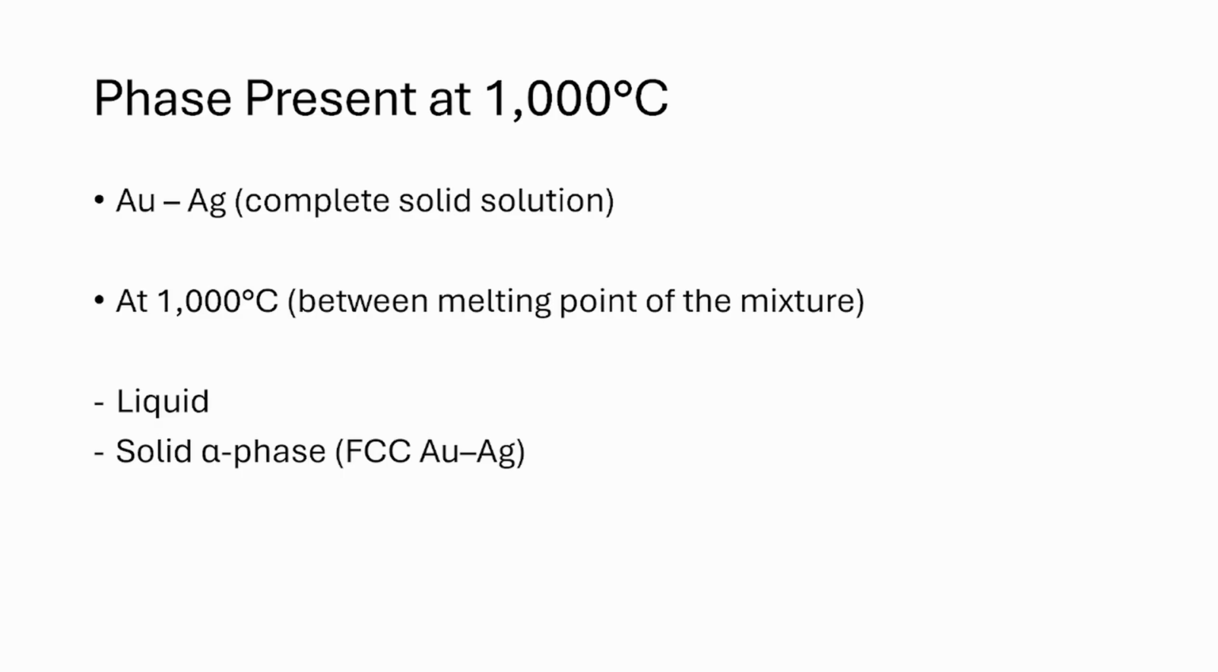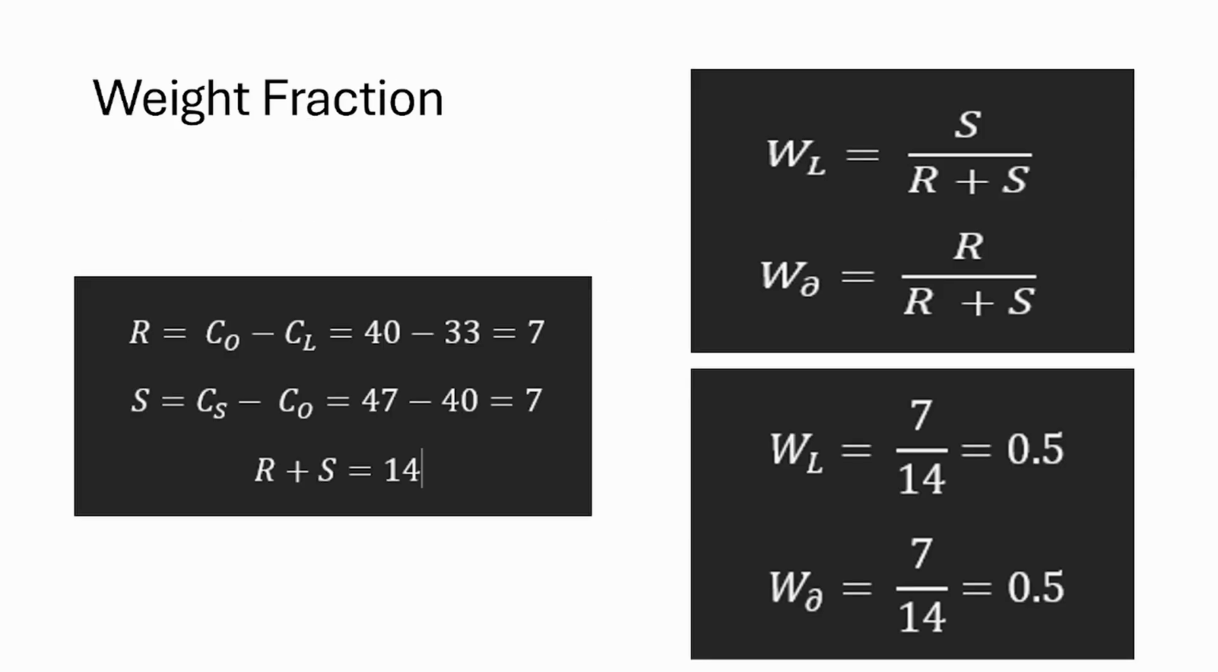So to start things off, the phase present at 1000 degrees Celsius is a complete solid solution. At 1000 degrees Celsius, it's between the melting point of the mixture, between liquid and solid alpha phase FCC, silver to gold. And then the equation for weight fraction: R is equal to the overall composition minus the liquid composition, which equals 40 minus 33 equals 7.